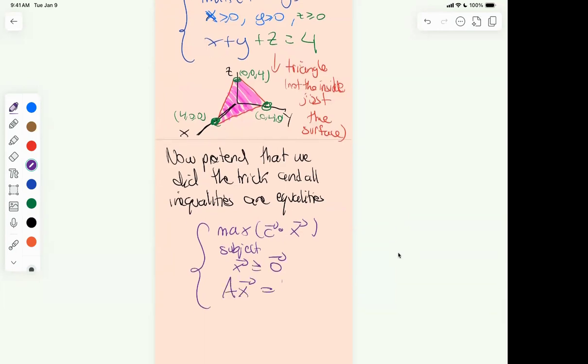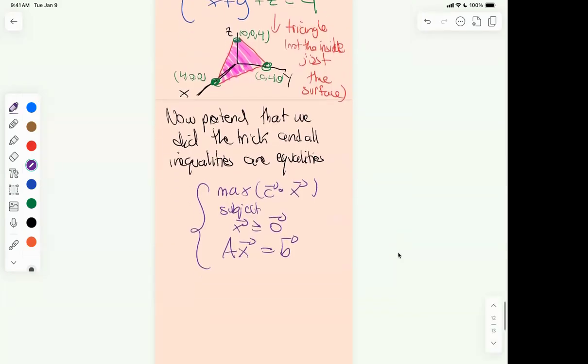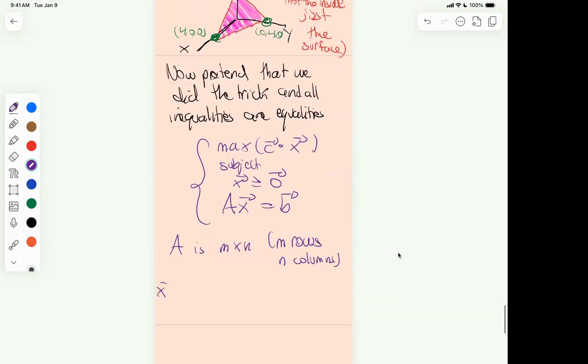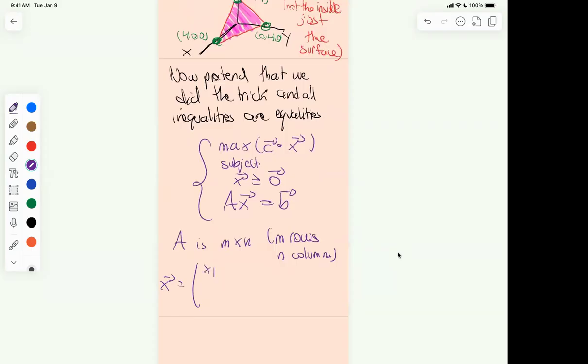So Ax equals b. In this notation, A is an m by n matrix, so that means it has m rows and n columns. And x is just this vector of variables, so it's x1, x2, up to xn. And b is the constants that appear in the system of equations.